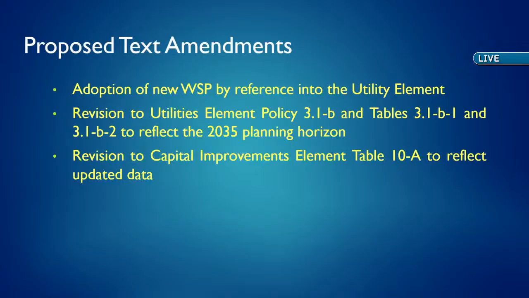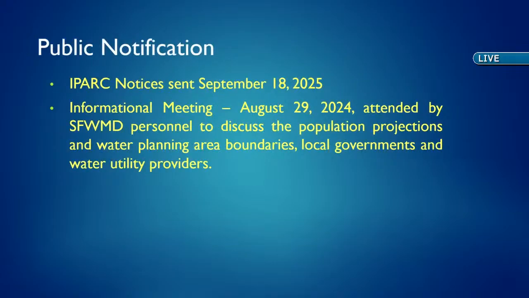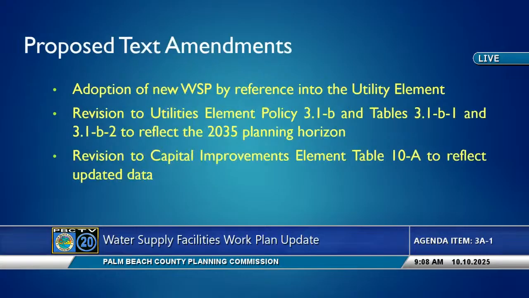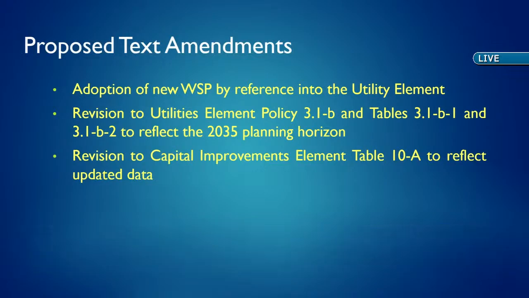The proposed changes to the comprehensive plan include adoption of the new water supply facilities work plan by reference into the utility element, a revision to utility element policy 3.1B, tables 3.1B1 and B2 to reflect updated data and the 2035 planning horizon. And finally, a revision to the capital improvement element, table 10A, to reflect updated data.